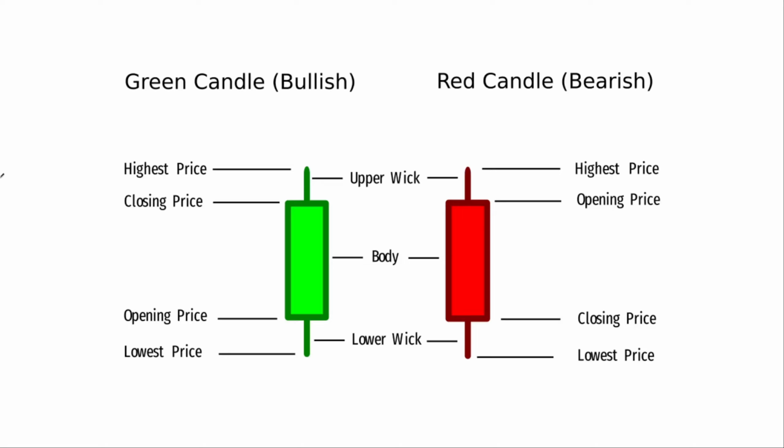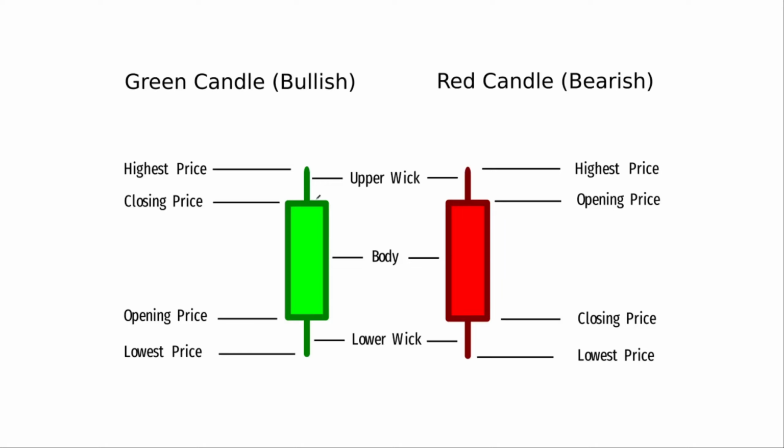There's a green candle that represents price going up and a red candle which represents price going down. Both candles have a body and can have an upper and lower wick. The opening price on the green candle starts at the bottom of the candle's body here, and the closing price is here at the top of the candle's body.